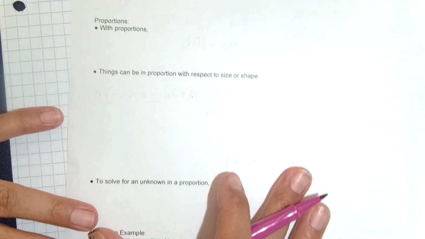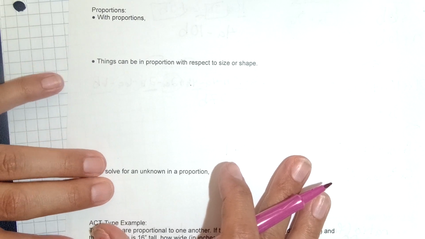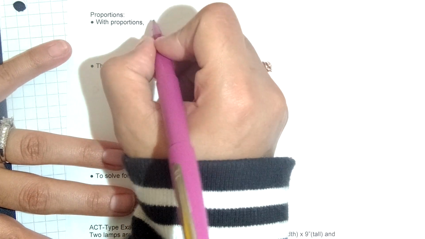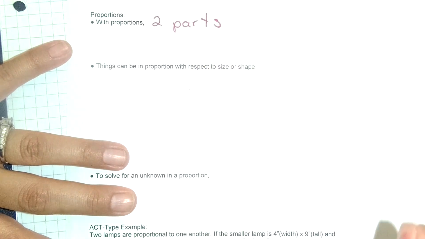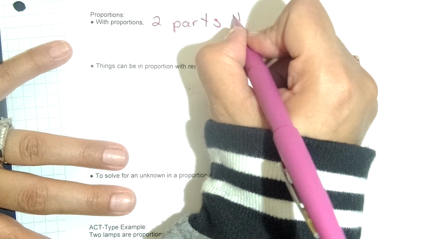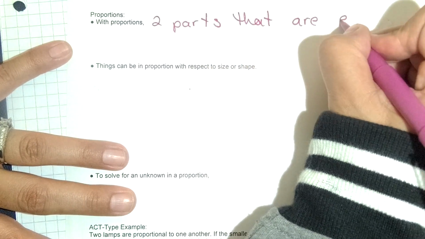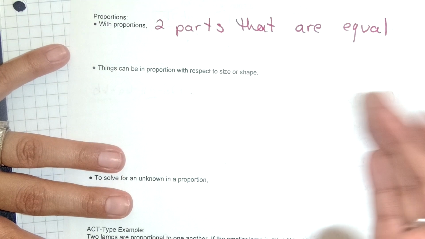Alright, proportions. Proportions are another type of rate, okay? So with proportions, we're talking about two parts that are equal. They're proportional.